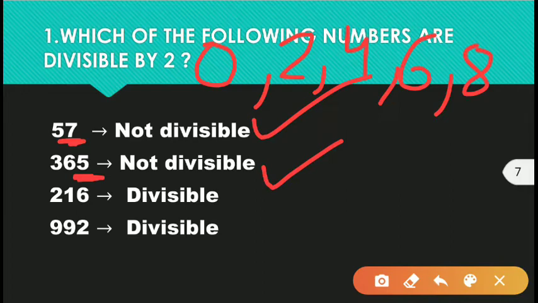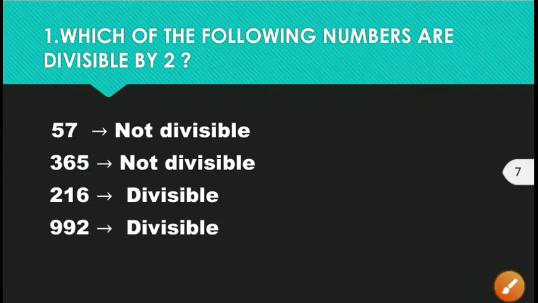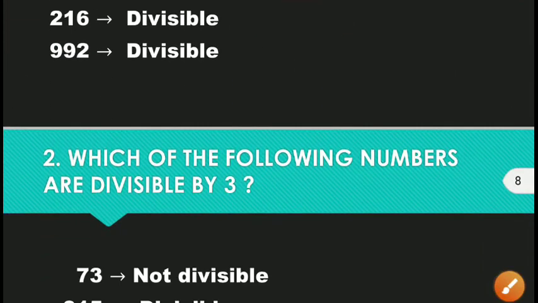Next question, the unit digit is 6. The unit digit is 6 means this is divisible by 2. In the next question, the unit digit is 2. That means 992 will be completely divisible by 2. This is a very easy exercise. I hope you all understood.